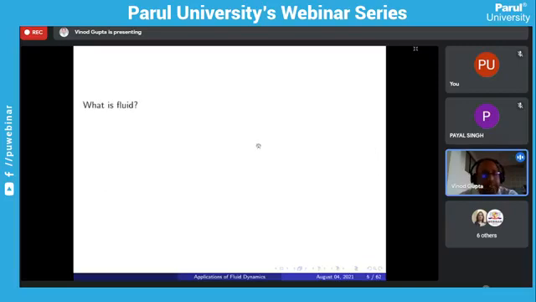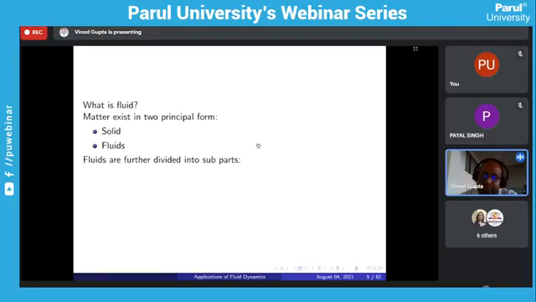Further, we will see what a fluid is. Matter exists in two principal forms, as we know: solid and fluid. We have not considered plasma here. Further, fluid can be divided into sub-parts. In fluids, we consider gas and liquid. Fluid means liquid and gas. So in fluid dynamics, basically, we will study the behavior of liquids as well as gases.